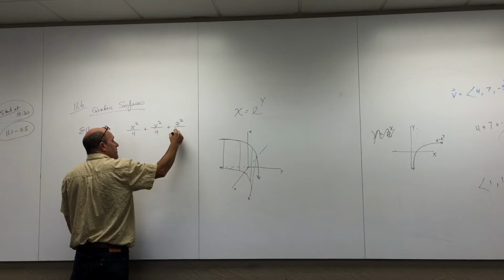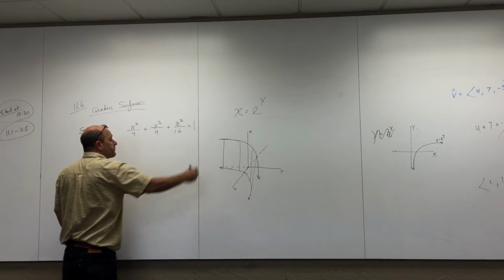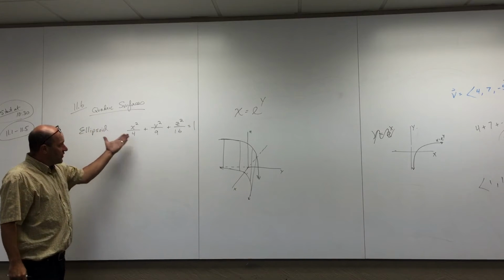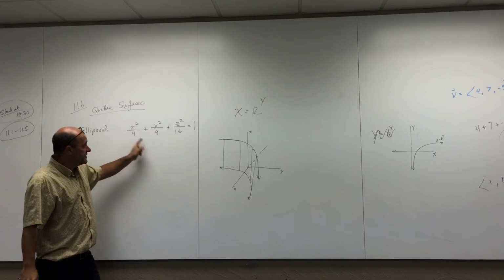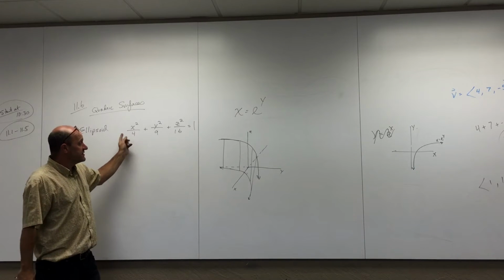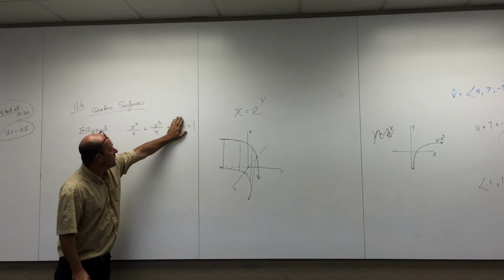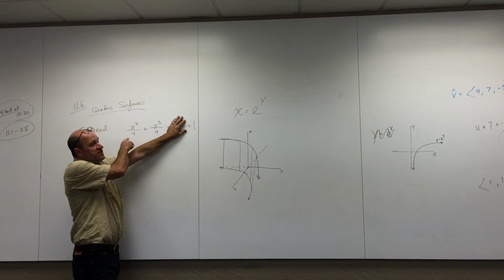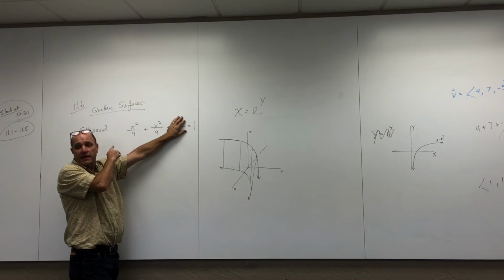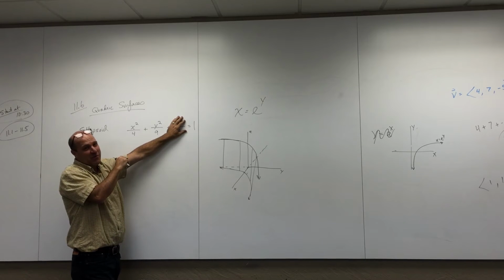Now, I don't know how much you remember about ellipses, but this is sort of standard form of an ellipse in 3D. Back in 2D, this was standard form of an ellipse, kind of. This one is centered at the origin, though.